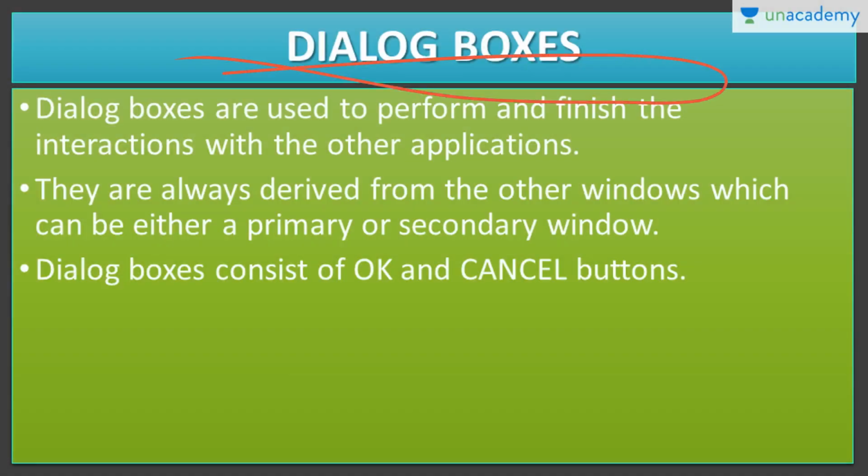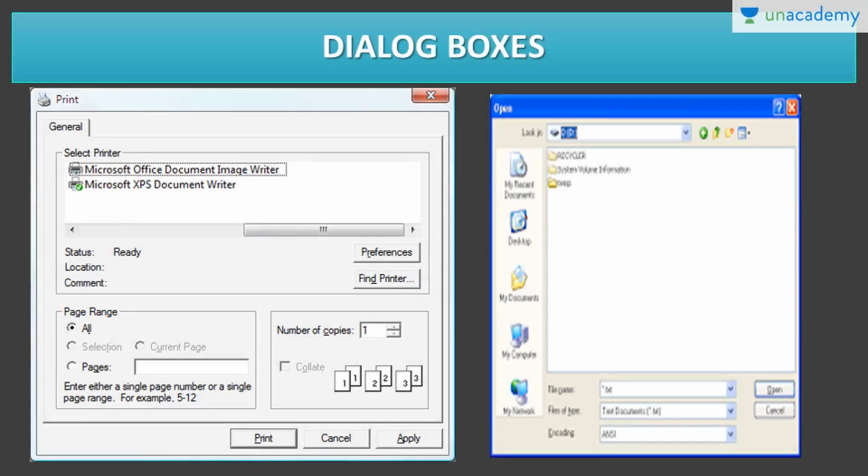Dialog boxes. This is another important concept. Dialog boxes are used to perform and finish the interactions with a lot of other applications. They're always derived from other windows, which can be either a primary or a secondary window. Dialog boxes consist of OK and cancel buttons. So these are examples of dialog boxes.